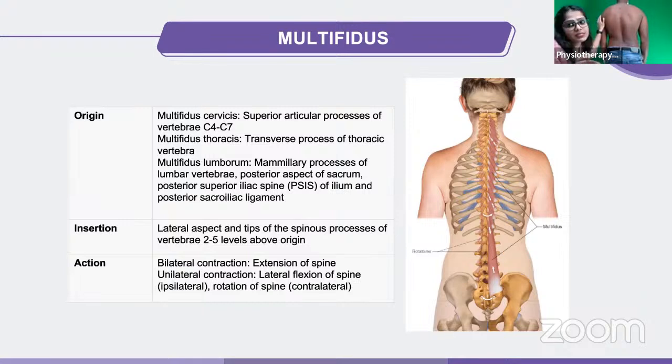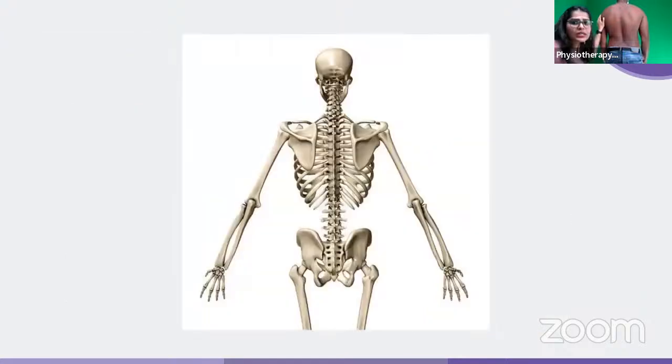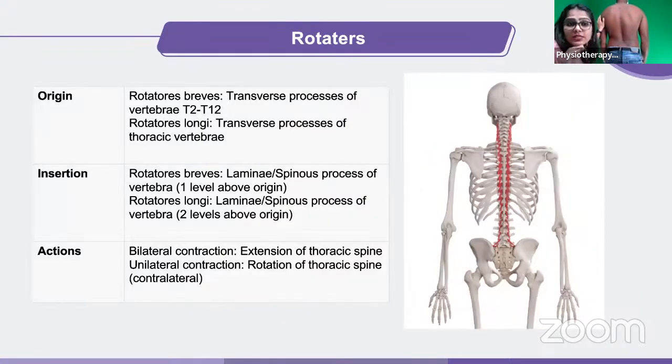Okay, the last muscle is your rotators. Rotators are divided into rotatores brevis and rotatores longus. Rotatores brevis has the origin from T2 to T12, all the thoracic vertebrae, only thoracic vertebrae. The rotatores longus has the origin from T1 to T12. See, brevis is a shorter muscle, hence it is T2 to T12. Rotatores longus came one step higher, from T1 to T12. From which process? From the transverse process.